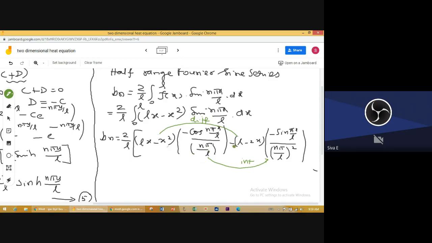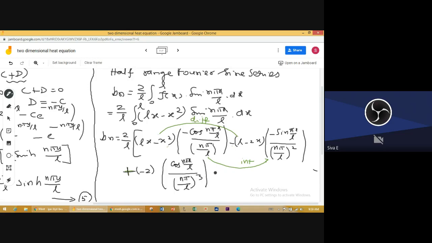Then minus, now plus. So put plus here, plus differentiation of first term, l minus 2x, is minus 2. Integration of second term: minus already is there, and the integration of sine is minus cos, so minus plus cos n pi x by l divided by n pi by l whole cube.